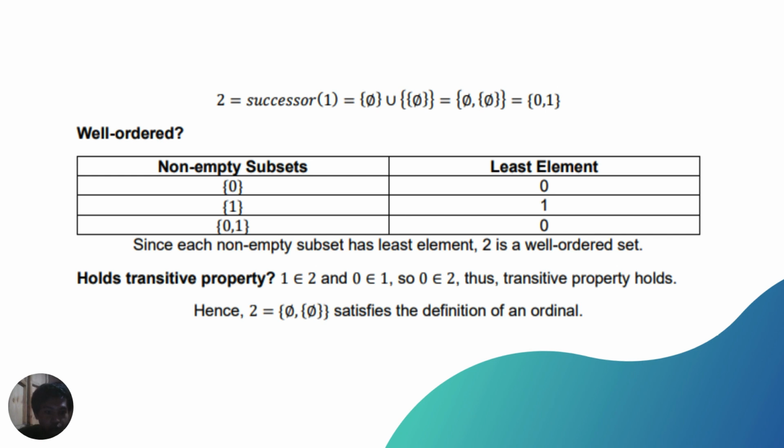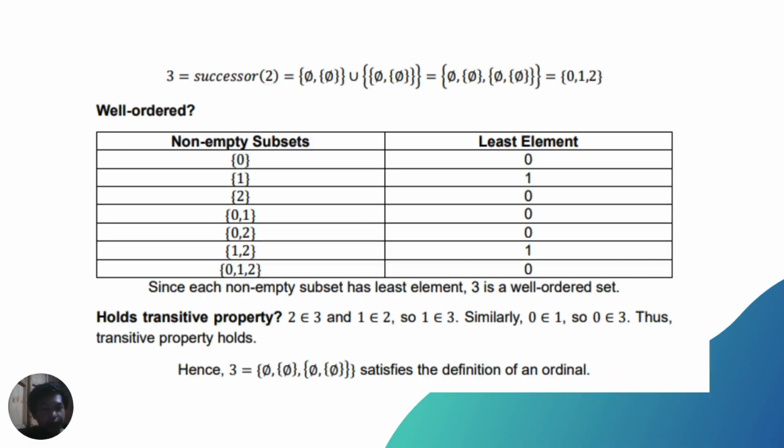Now for 2, or the successor of 1, it has 3 non-empty subsets and each non-empty subset has a least element. Therefore, 2 is a well-ordered set. And also, it holds the transitive property. Hence, 2 satisfies the definition of an ordinal.